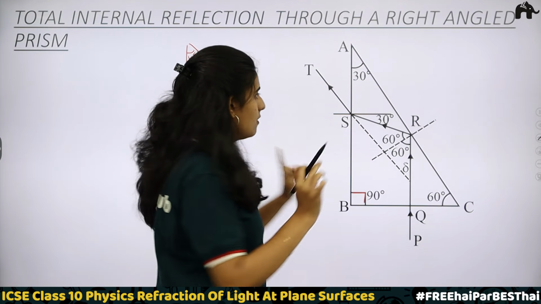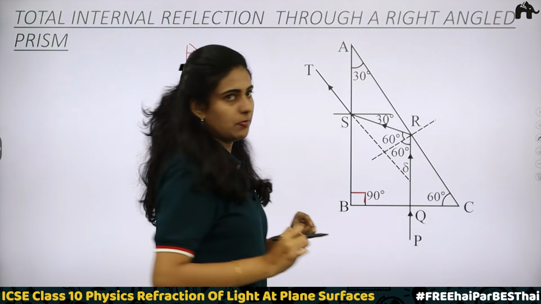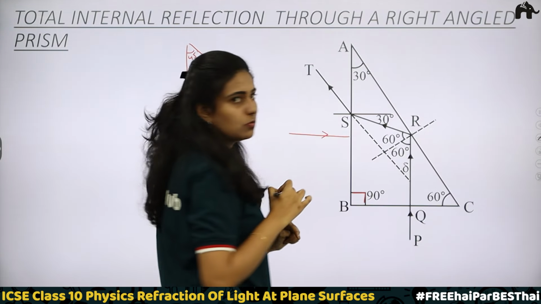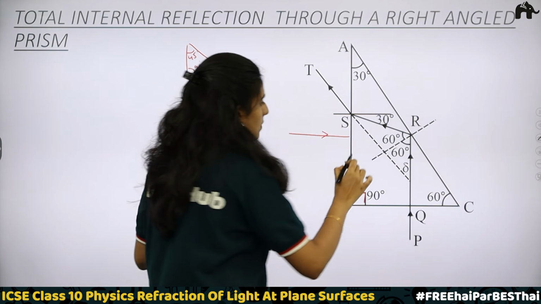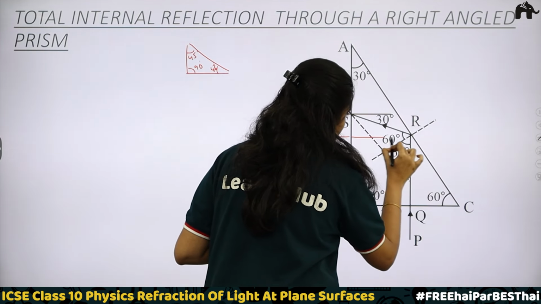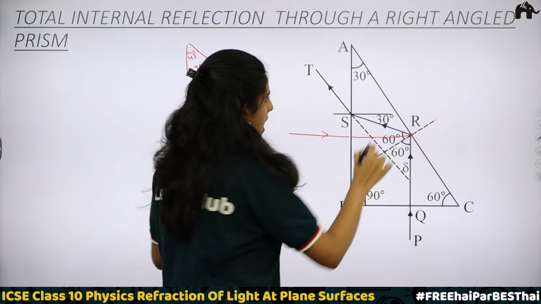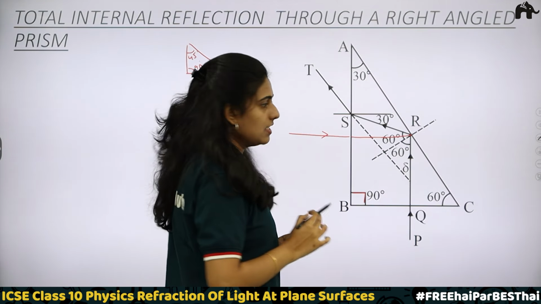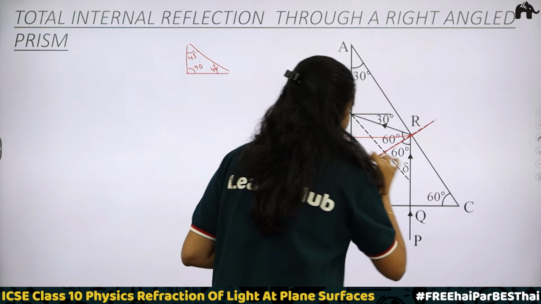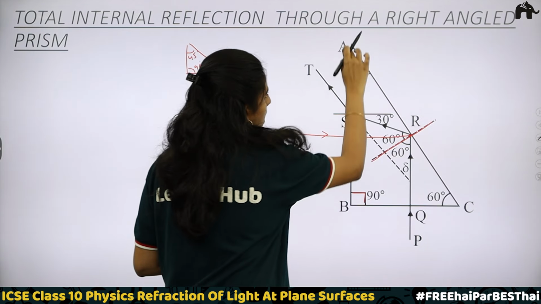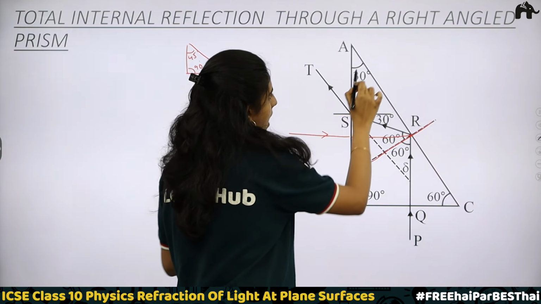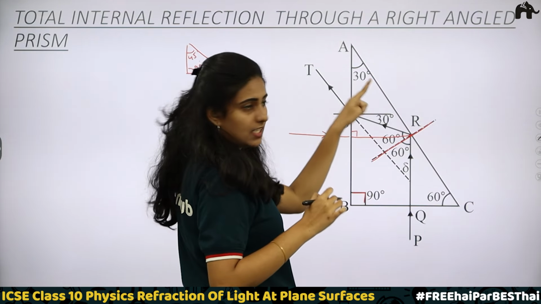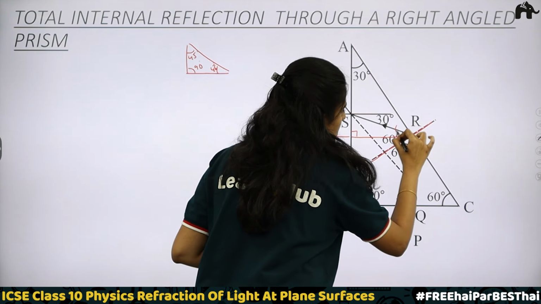So here first we'll consider the face AB. Let's take a ray of light which is incident at AB. What happens? Normal incidence. Normal incidence means the light ray will go undeviated, and then it strikes face AC. When it strikes face AC, you will be able to draw a normal. Let's say this is your normal. Now considering this triangle, you have 30 degree here, then you have 90 degree here. 90 plus 30, which means this part will be 60 degree.